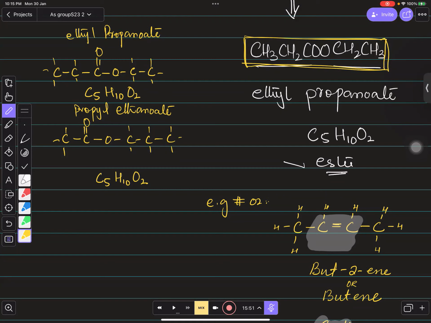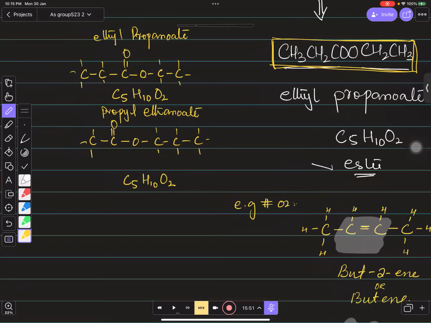We can even change the position of the ester linkage. And you can even make a branch there as well if you want to. Suppose this is 1 carbon, 2 carbon, and like this. And over here, this is oxygen, 1, 2, 3 carbon. You can even draw it like this. This is also one of the compounds. You can see this is an ester, and again C5H10O2. This is also one of the positional isomers of the ester linkage.